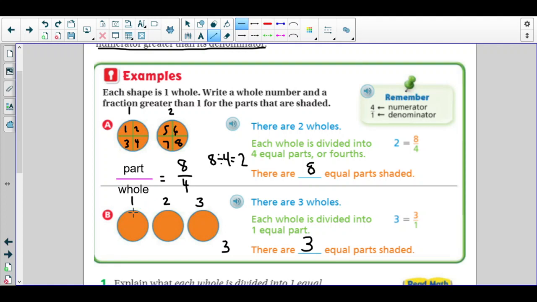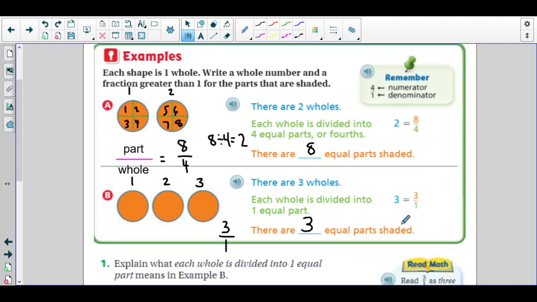Now, if we were to come in here and have this, then how many parts would we have? Well, then we would have 6. 1, 2, 3, 4, 5, 6. But in this example right here, we have just the whole, and each whole is divided into just the one section. So we would write that as 3 over 1, or 3 ones. Or later on, you'll see we'll just identify it as 3.